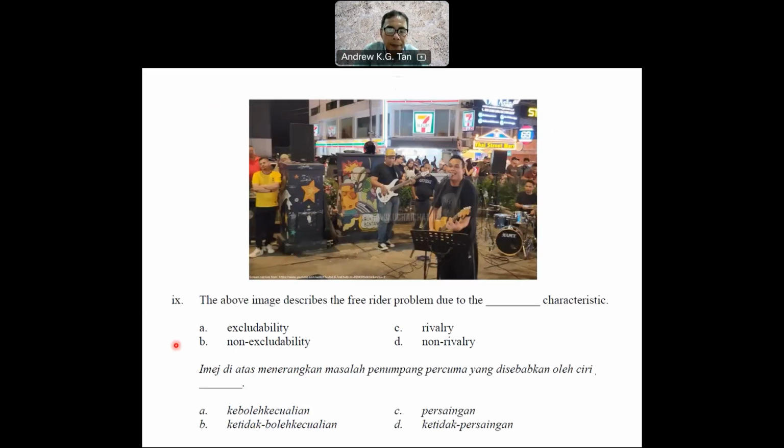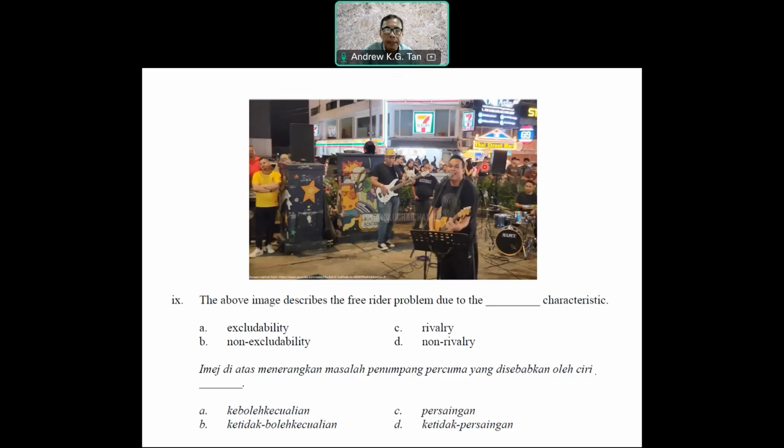Number 9, the above image describes the free rider problem due to the what characteristic. So here we have a situation, a photograph of busking in public. So this is probably Jalan Tunku Abdul Rahman in Bukit Bintang, and I think this singer is Bob, a very famous busker. His name is Bob. And what is the free rider problem here?